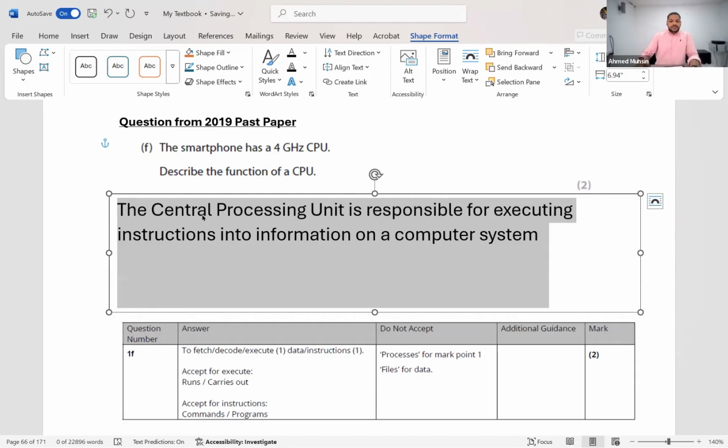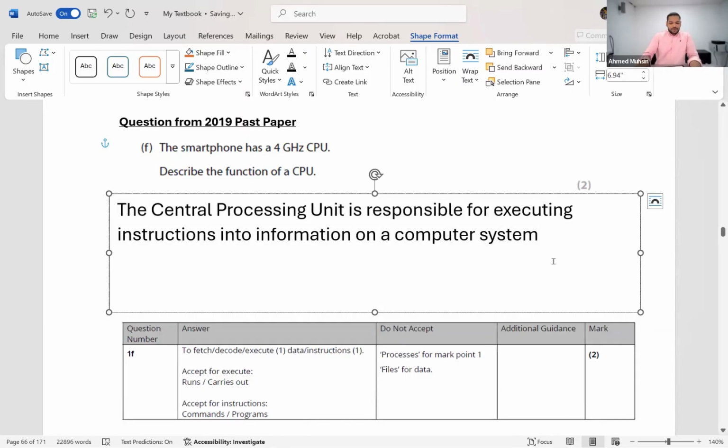Everybody write this down. The central processing unit is responsible for execution. Execution of what? Users' instructions into information. Aren't you noting it down? Then once you're done with that, also read the marking scheme answer just below it.